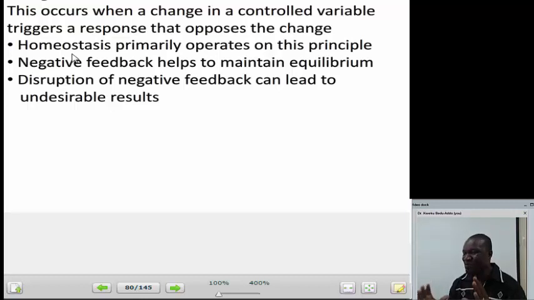Right? The fan will cease working. And it stays so till the temperature in the room begins going up. Then the fan will start again to bring the temperature back to 20 degrees. That's an example of a negative feedback response.